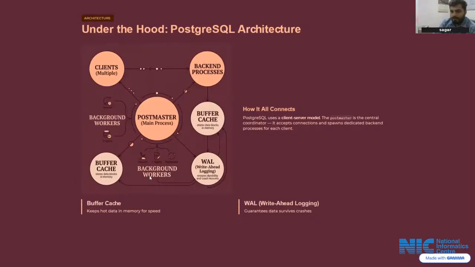Okay. The buffer cache keeps frequently accessed data in memory, dramatically speeding up queries. Because if the data is stored in the buffer, the server can get the data right away. The server will have no need to go to the disk. Background workers handle maintenance tasks like vacuuming and replication automatically.